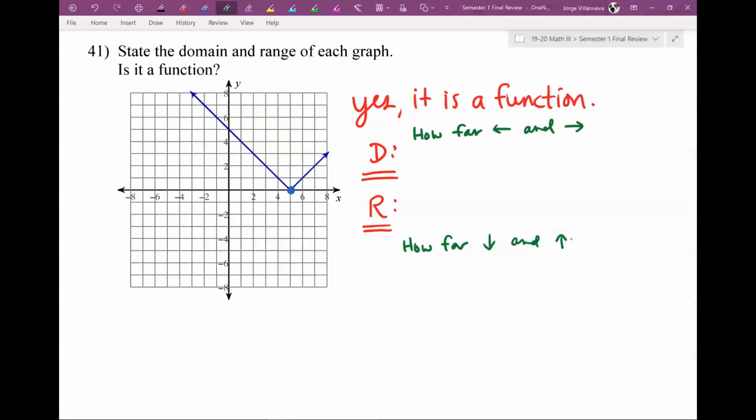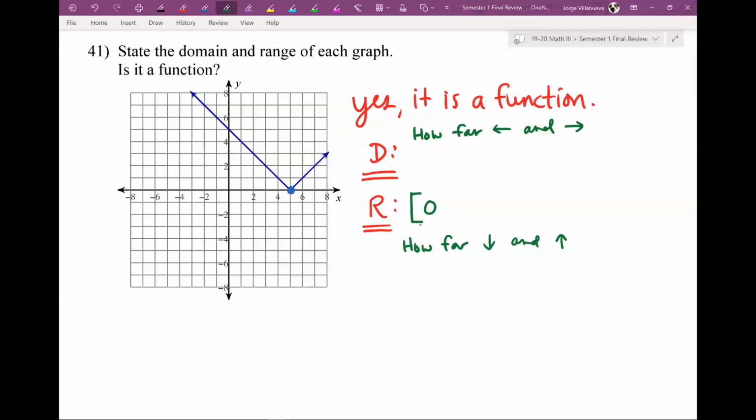So how far down does this graph go? What's the lowest it reaches in terms of y values? Well, wouldn't it be like right there? That's as low as the graph goes, right? So what's the height of it in terms of y values? So wouldn't this be a 0 as to how low it went in terms of y? So I'm going to put a bracket because it actually does include the y value of 0.